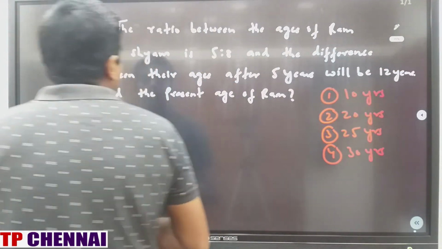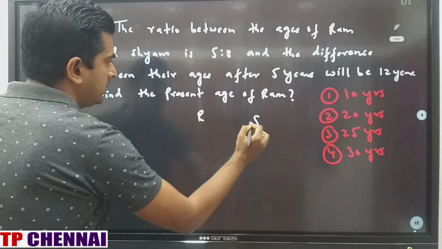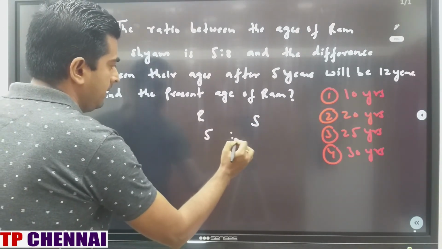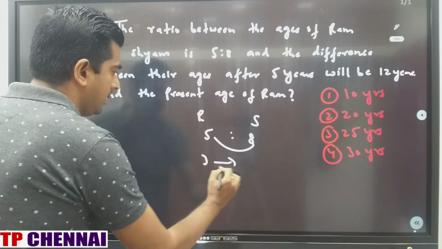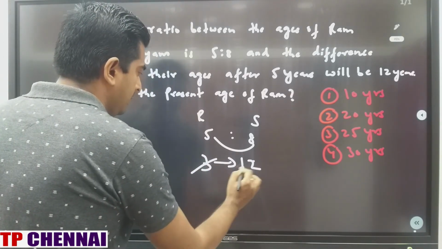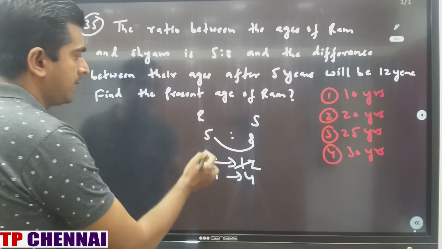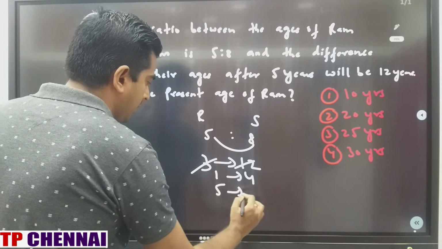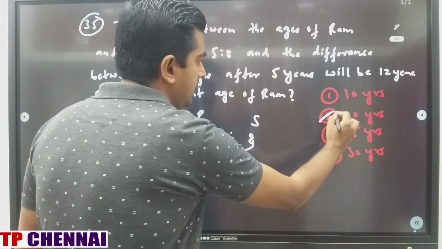So what have they given you? Now the age ratio of Ram and Shyam is how much they have given you? 5:8. So the difference is how much? 3. And how much have they given you? 12. So one part is how much? 4. Now what are they asking? Present age of Ram. So 5 part is how much? 20 years. My answer is 20 years.